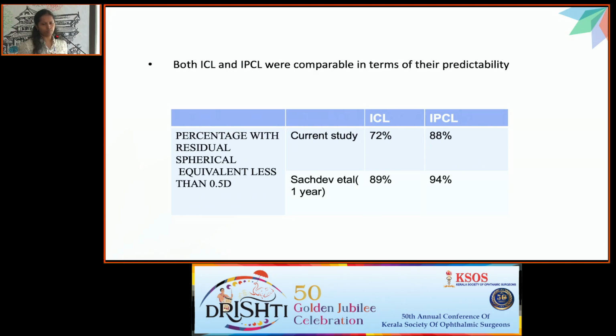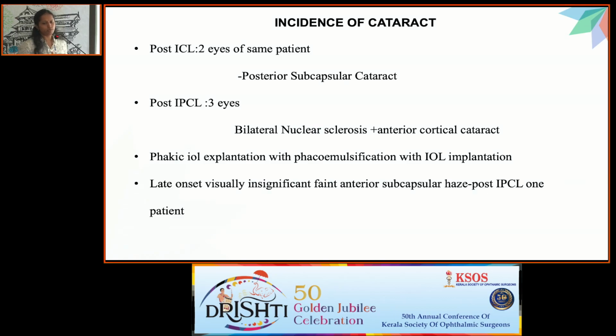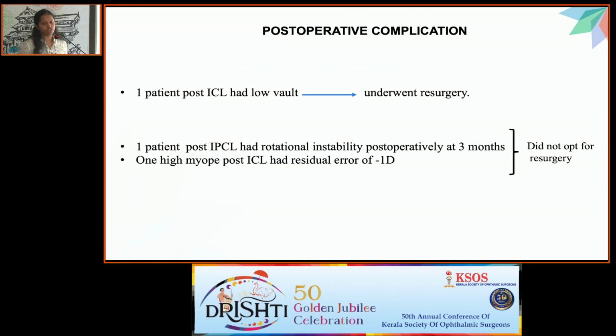In their 1-year follow-up, about the incidence of cataract, postoperatively after 1 year, PSC was observed in two patients of the ICL and two patients of the IPCL group. One patient in IPCL had a late onset, visually insignificant, faint anterior subcapsular haze. In those two where it was visually significant, phakic IOL explantation with phacoemulsification and cataract IOL implantation was done. About the resurgeries, one patient due to low vault underwent resurgery.